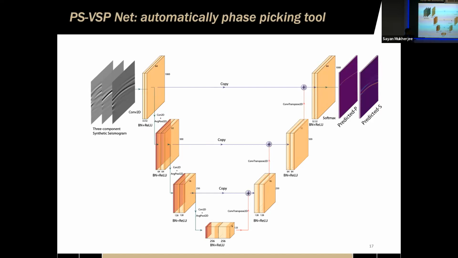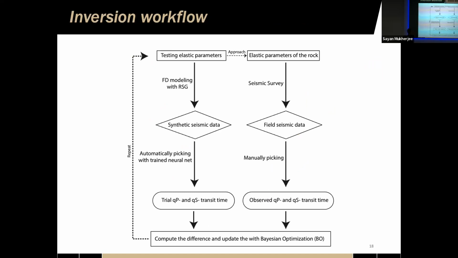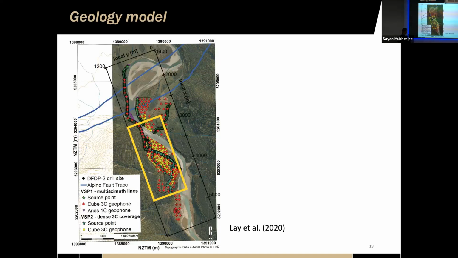I hope I have more time to talk on this. But here it completes all my workflow. Everything on the right-hand side happens in the real world. At last, I just need to compare these P and S transit times with the real, observed P and S transit times. And then I use Bayesian optimization to find the optimized elastic parameters and repeat the whole process several hundred times. To do that, one last thing I need is a good geology model.